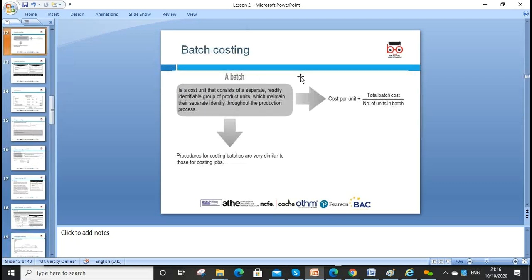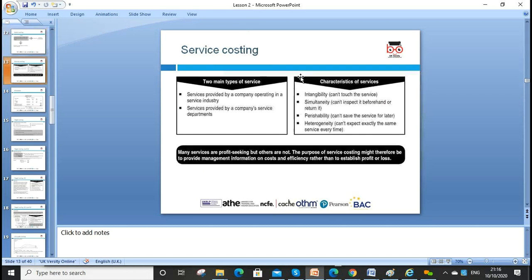Batch costing is the total batch cost divided by the number of units we produce in a batch. That also helps to decide the price per unit. Service costing is normally used by the service industry such as the NHS, hospitality, hotels and waiters, and various other people, because this is people-oriented with a lot of human interaction, so a lot of the costs are labor costs and service delivery costs.